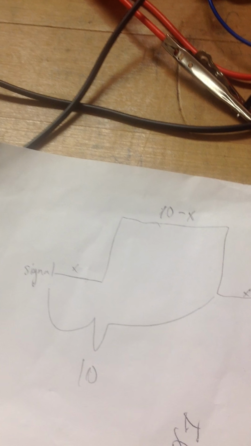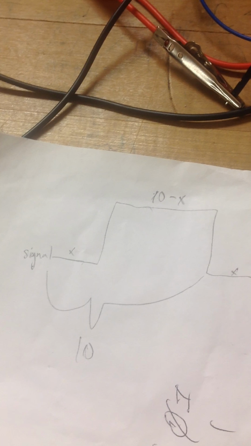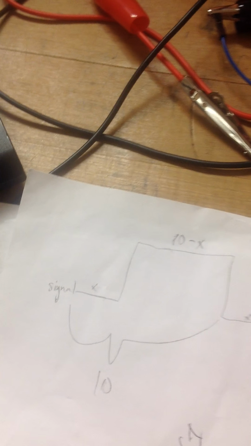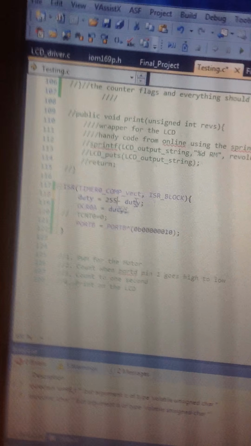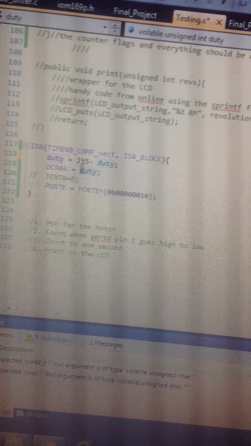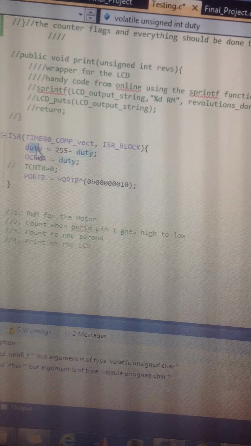So what we essentially do is you calculate the duty. So if it's 10%, 10% of 255 is 25.5, and that I think rounds down to 25. So it would be 25 off, and then 255 minus 25 on. So if you look at the wave again, that's essentially what it is, and this is the idea.